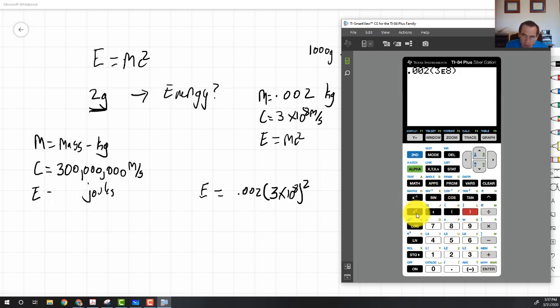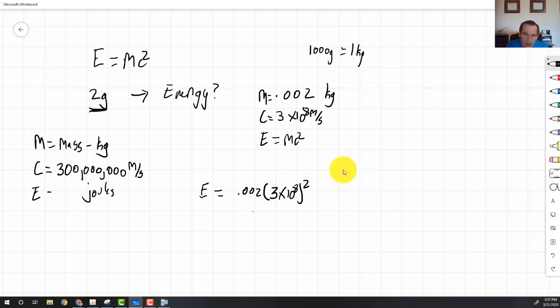And then I can square that and push solve or enter or equals, and it tells me that this is 1.8 e to the 14. You're not a calculator, so you don't get to write e. You get to write 1.8 times 10 to the 14th power. 1.8 times 10 to the 14th joules of energy.